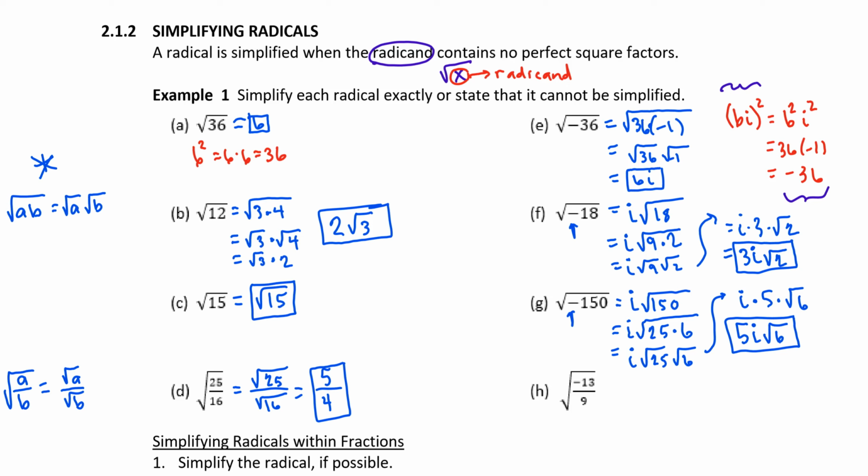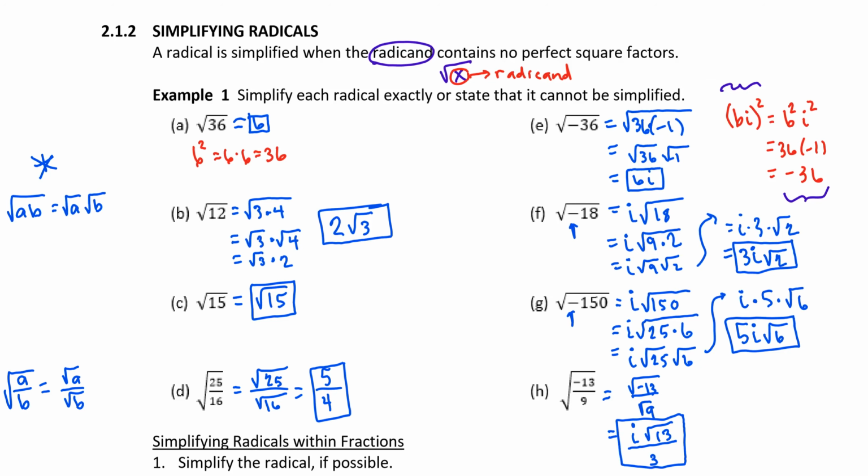Let's simplify this last one, and then we'll go back and talk about checking this with our calculator. So first of all, we're going to split the radical up over the numerator and the denominator. Then we can extract the i from the numerator. So we have i square root of 13 in the numerator. And the denominator we can simplify. The square root of 9 is 3. Now because 13 is prime, square root of 13 is completely simplified.